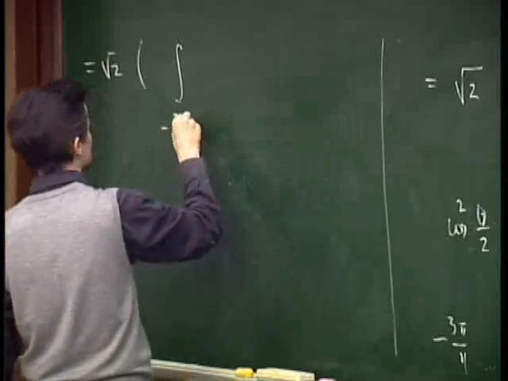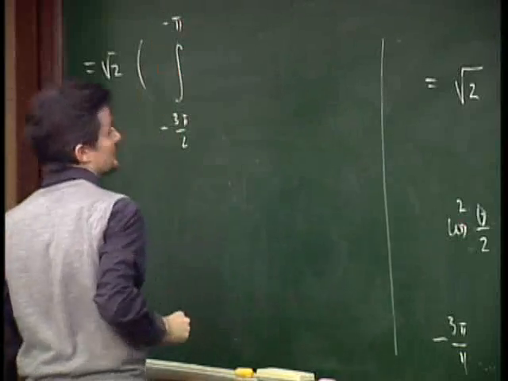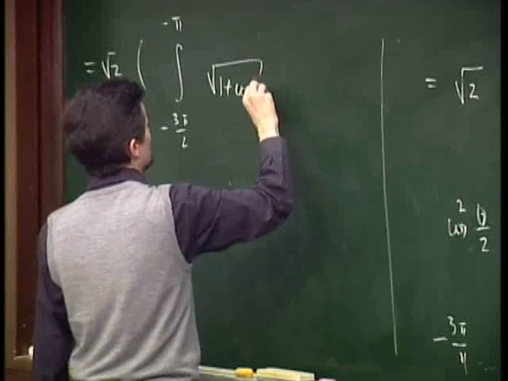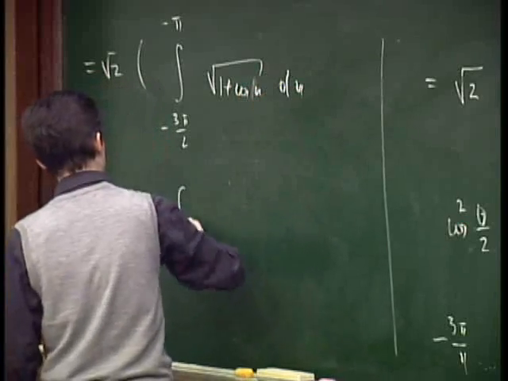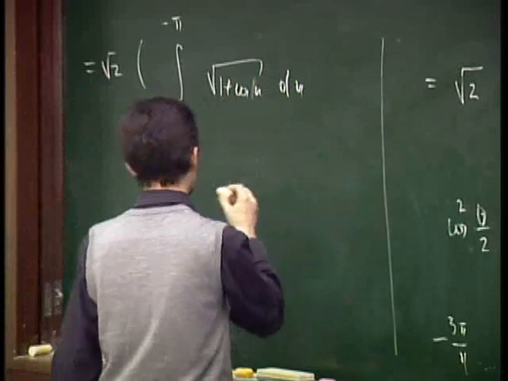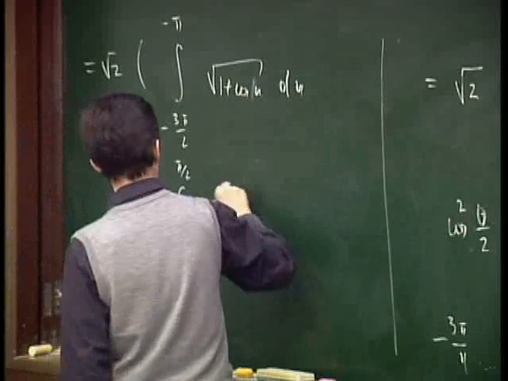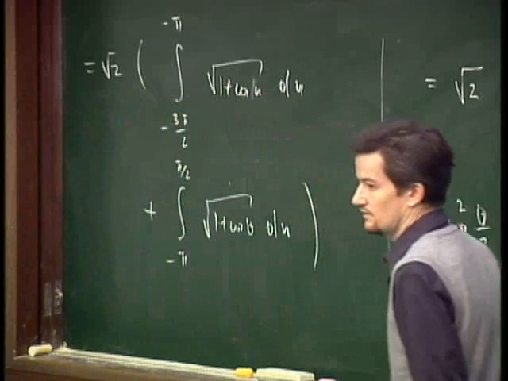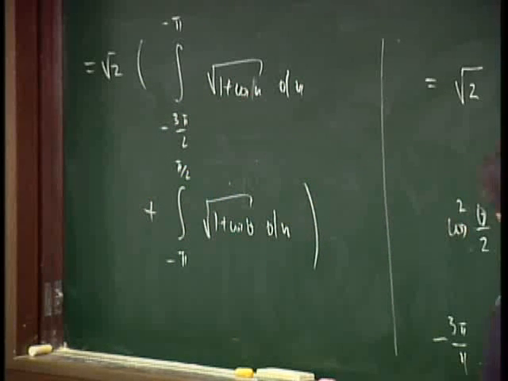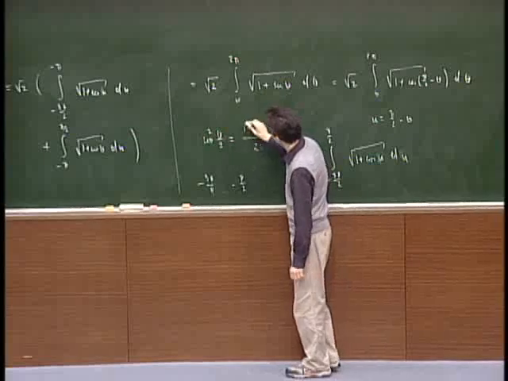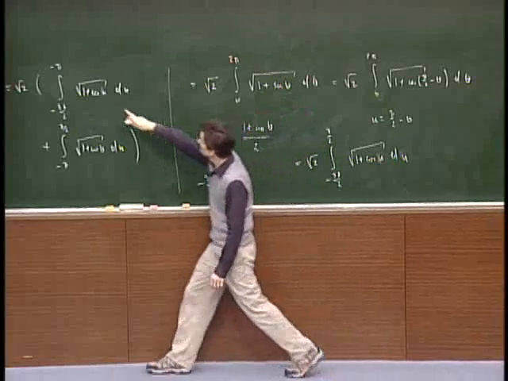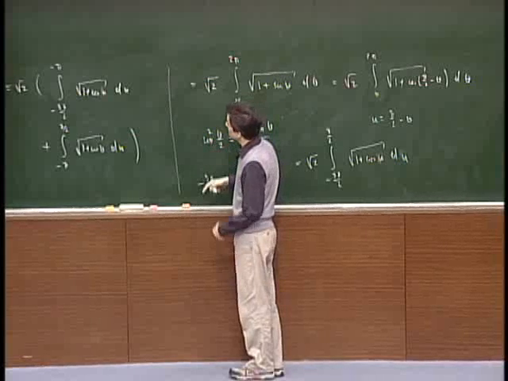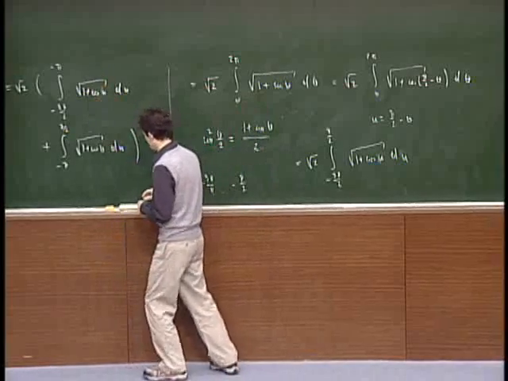So from minus 3 pi half to minus pi, square root of 1 plus cosine of u du, plus the remaining part from minus pi to pi half, square root of 1 plus cosine of u du. If you take the square root on both sides, you can replace this by 2 times the square root of the cosine square. But in this range, maybe I should plug this in slowly.